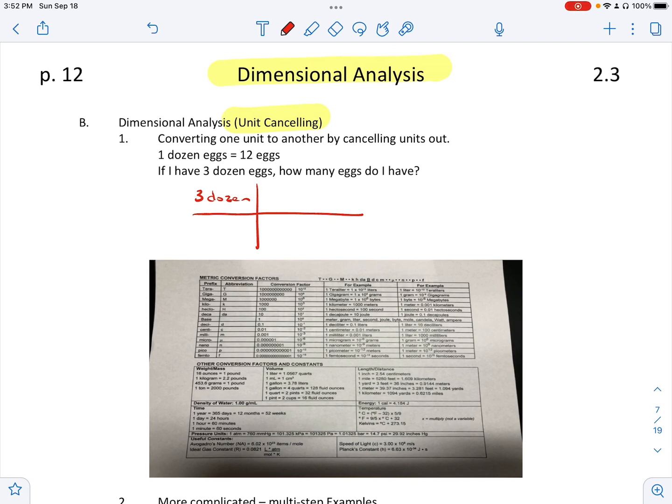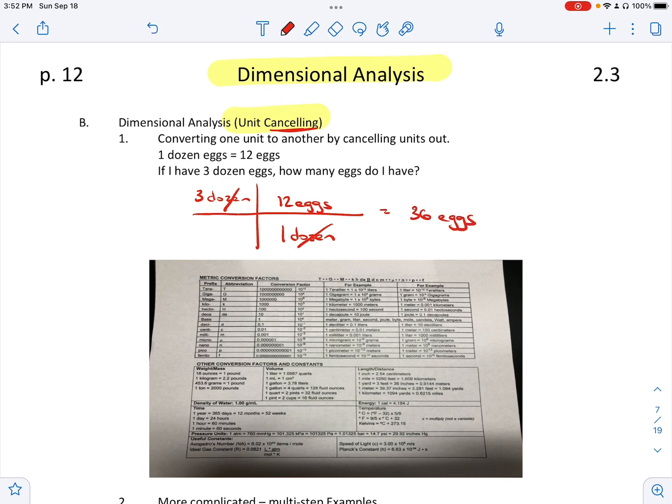So if I have a dozen right there, I'm going to put 1 dozen on bottom. That way, dozen cancels out. Thus, we're talking about the unit canceling portion. And then each dozen equals 12 eggs. So 3 times 12, which we already decided, is 36 eggs.